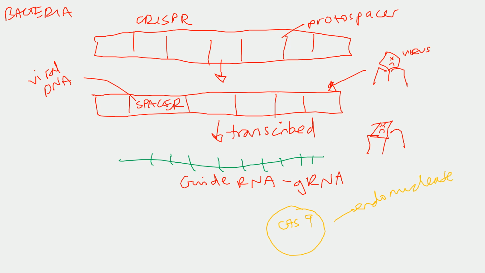So what it's going to do is this guide RNA is going to attach. Okay, so the important thing about this guide RNA, it's got a special sequence on it called a PAM sequence. Okay, and this PAM sequence is going to allow the Cas9 to recognize that it is viral DNA that it needs to attack.